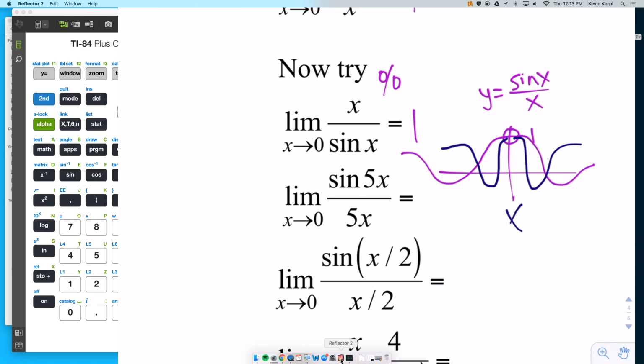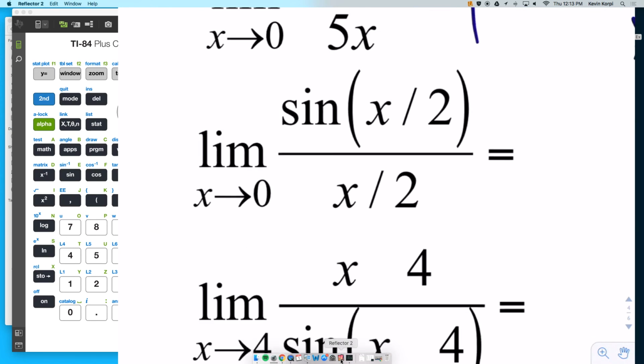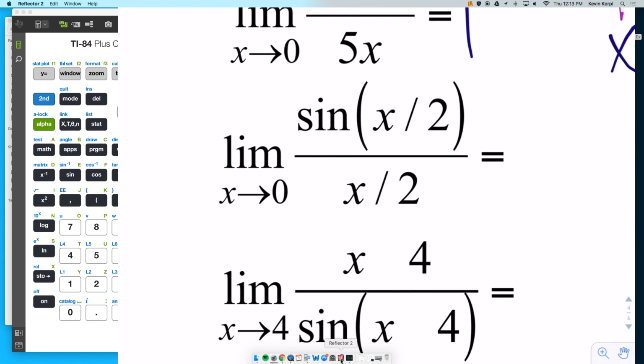But we're approaching 0, right? So what happens when you compress 0 by a factor of 5 when it gets to 0? It stays the same. Yeah. So because you're just stretching it and or compressing it equally on either side of the y-axis, and we're approaching the y-axis, this should still be 1. What do you think that is then?